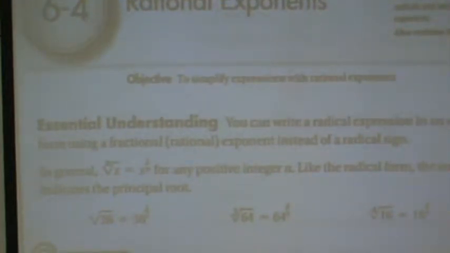Today we are going to work with rational exponents. And our objective is to be able to simplify expressions with rational exponents.